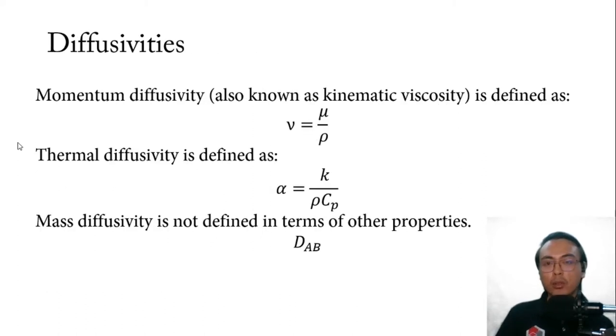Okay? These are the definitions of the diffusivities. So, momentum diffusivity or kinematic viscosity is defined as nu is equal to absolute viscosity over density. Thermal diffusivity is defined as K or thermal conductivity over density times heat capacity. And mass diffusivity is not defined in terms of other properties. It's simply just DAB. Okay?